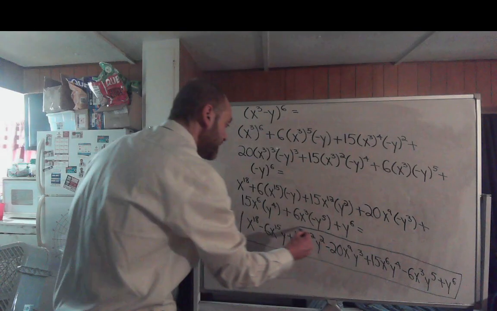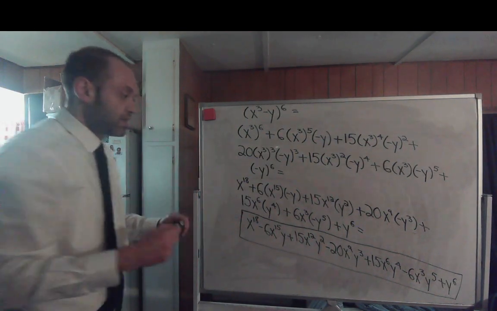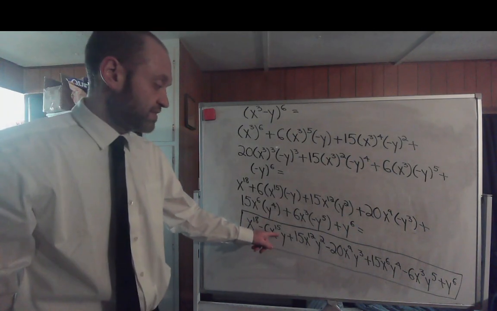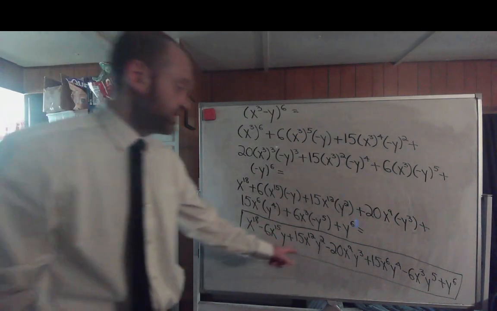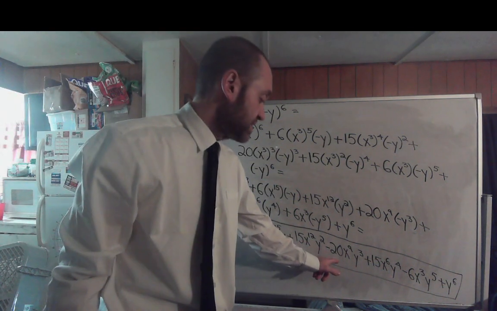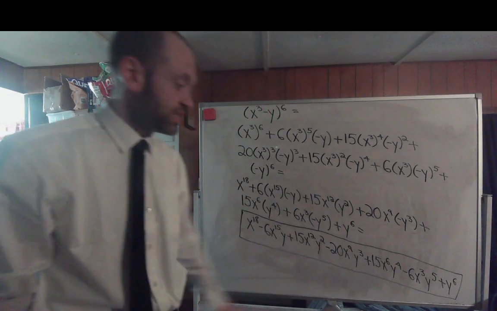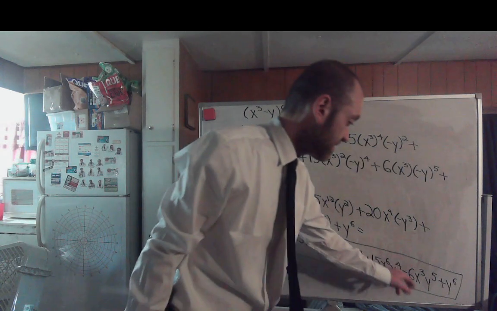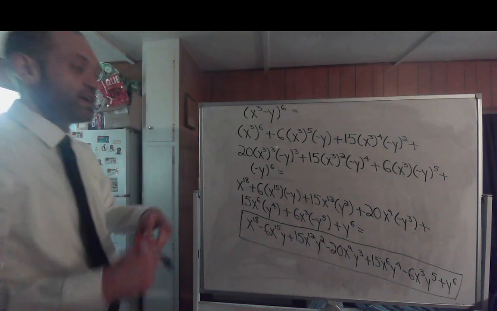That was quite bad, wasn't it? So we have x to the 18th minus 6x to the 15th y plus 15x to the 12th y squared minus 20x to the 9th y to the 3rd plus 15x to the 6th y to the 4th minus 6x to the 3rd y to the 5th plus y to the 6th as the final answer.